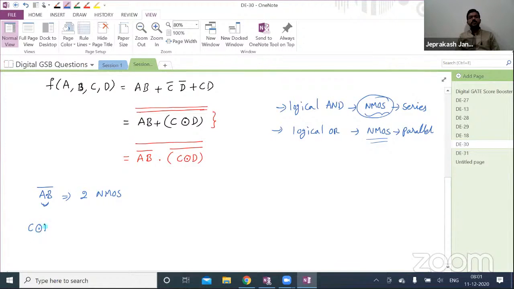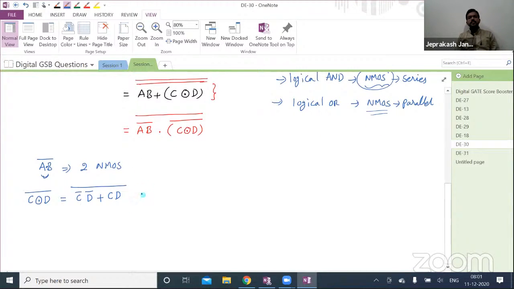C exclusive NOR D whole bar. This one you can write as C bar D bar plus CD, whole bar. For the timing, I will write this one like this. This is like x1 plus x2 whole bar, where x1 equals C bar D bar and x2 equals CD.